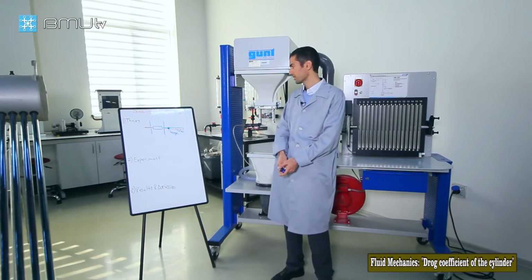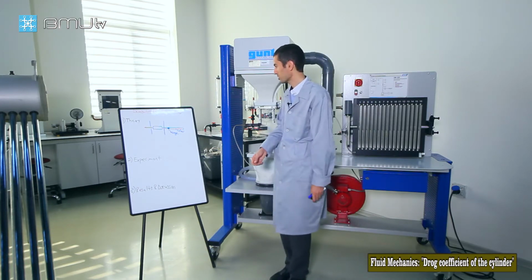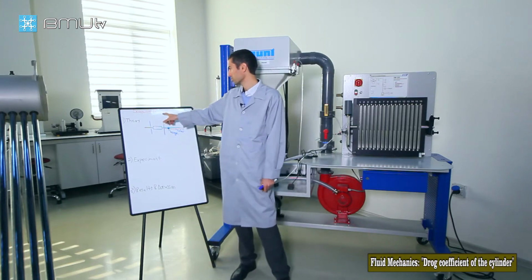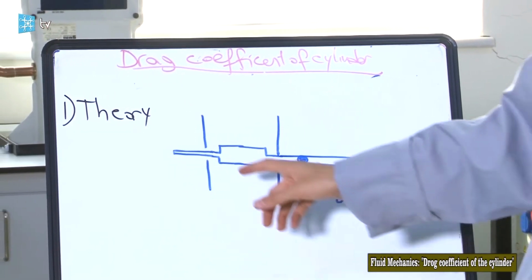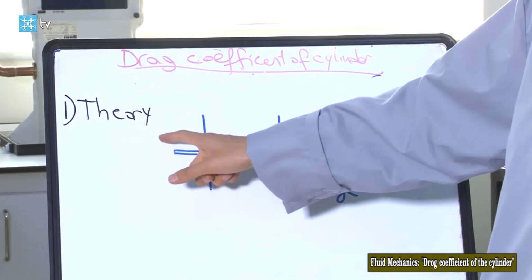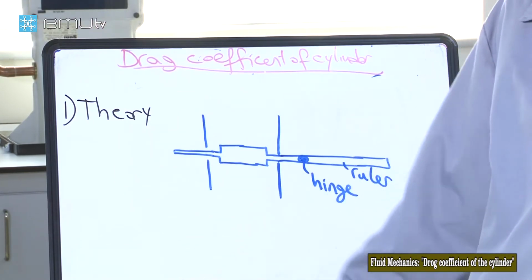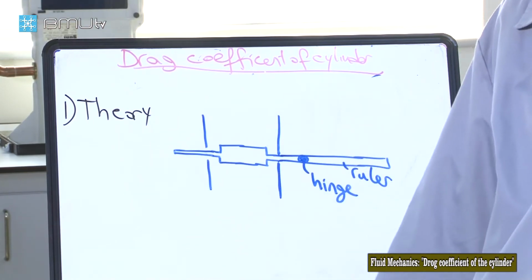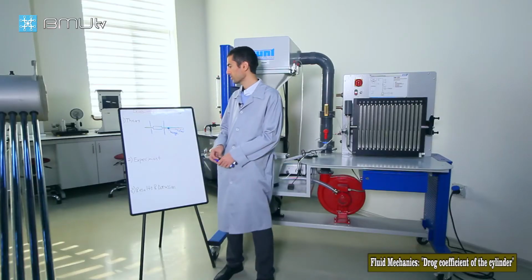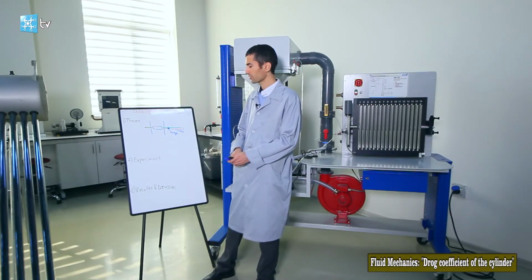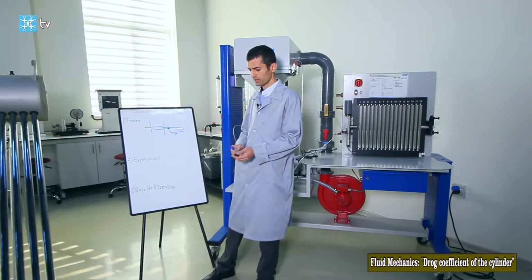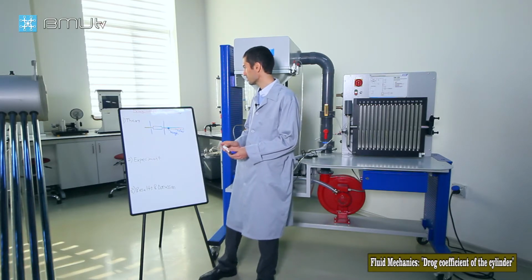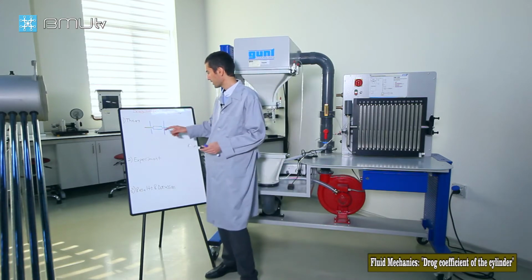Here we have the experiment setup that is designed for measuring the drag coefficient of a cylinder. We will have a small cylinder to measure its drag coefficient. I will have a roadmap for today. I will first start with the theory as always, and then the experiment, and then I will discuss the results of the experiment and why they are different from the theory, if they are different, and then we will finish today's experiment.